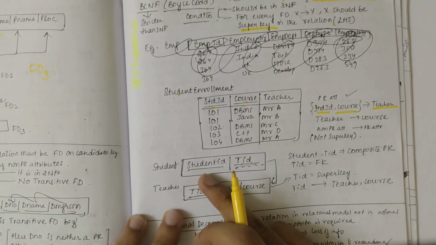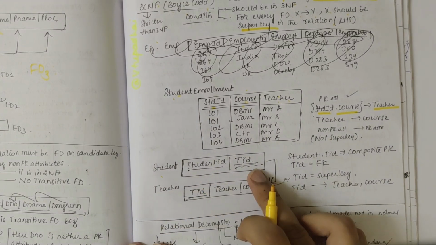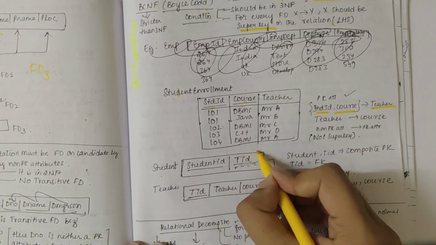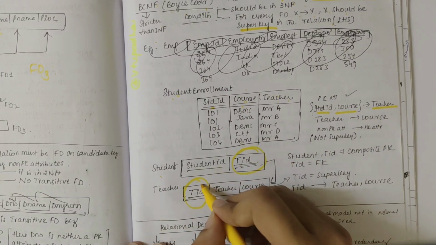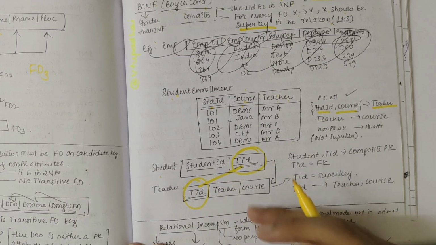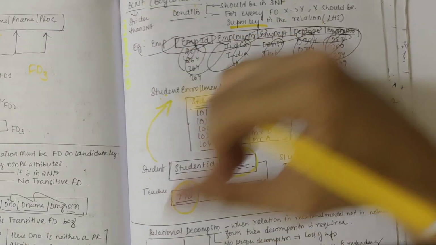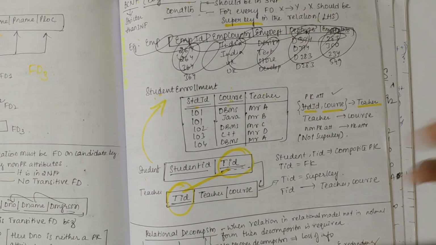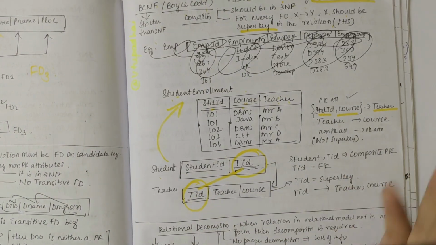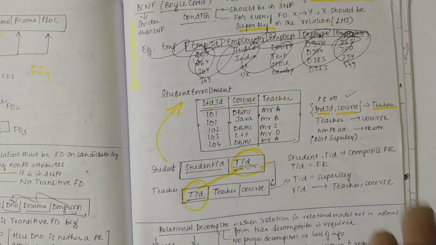In that condition, what we'll do is split it up such that in the student table, we have student ID and TID. Here we are making use of a third attribute in order to connect these two. When you club these two, you need to get the original table back, right? So in order to avoid any loss of data or information, you make use of TID here.